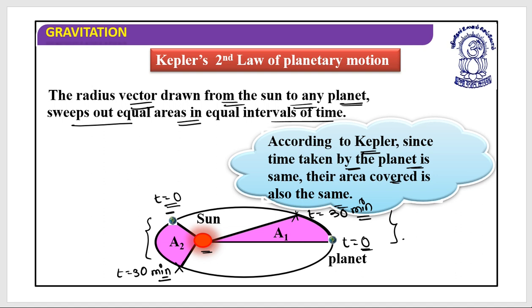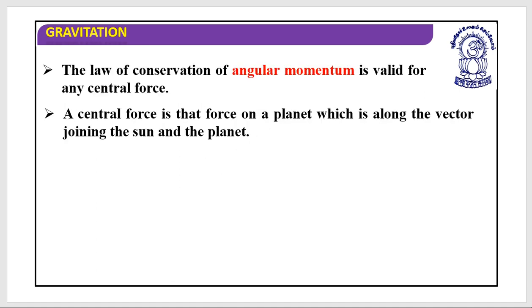According to Kepler, if the time taken by the planet is the same, then the area covered is also the same. That's why this is known as the law of areas. Yes, great. Now let's look at this.